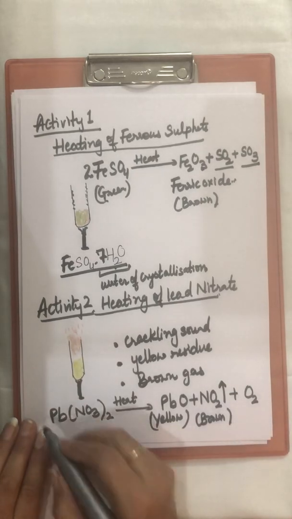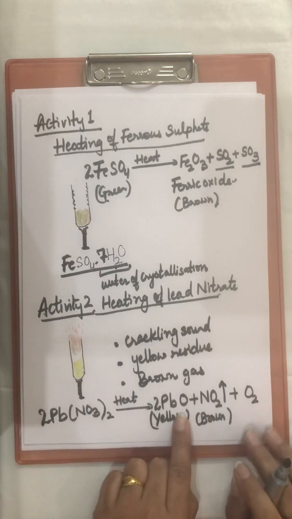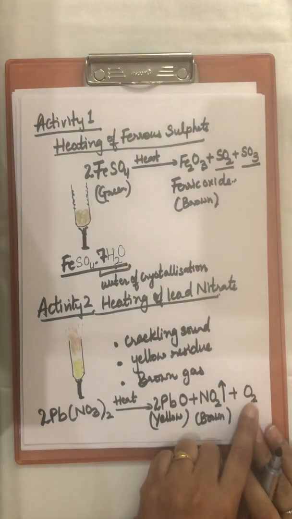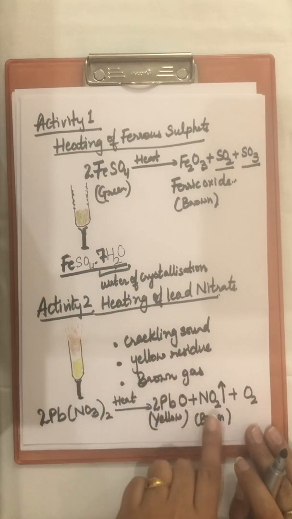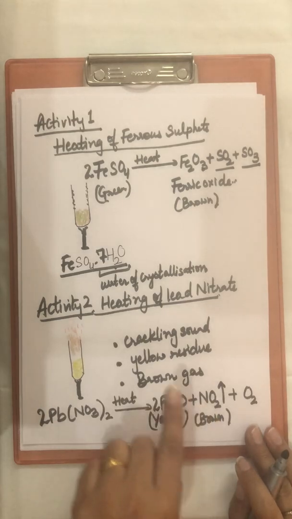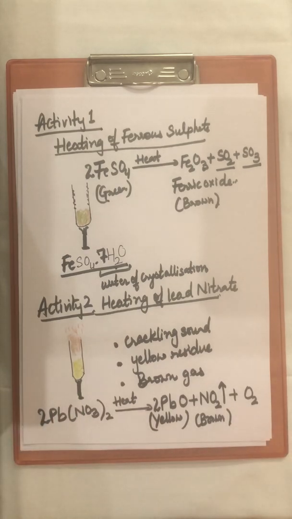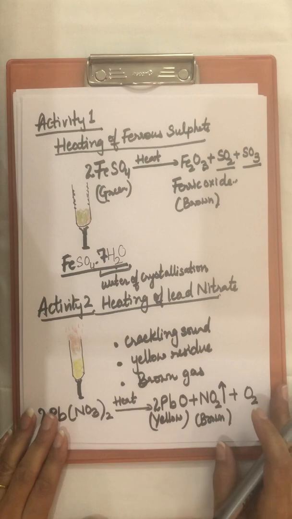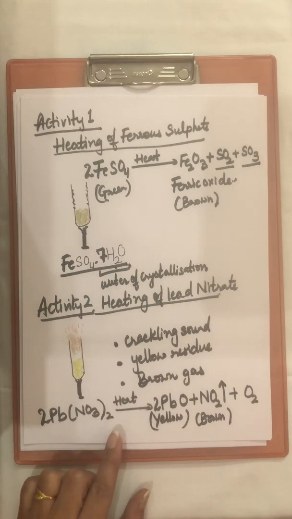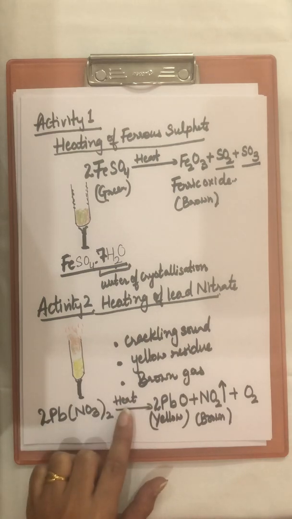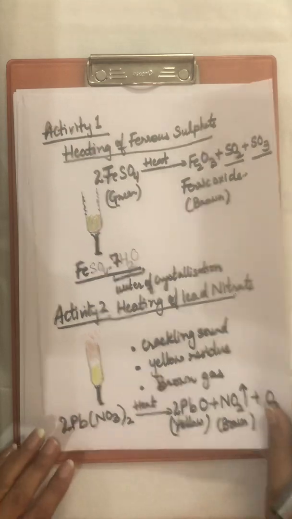So lead nitrate on heating decomposes to form lead oxide, nitrogen dioxide and oxygen. So yellow color is because of formation of lead oxide, brown gas is because of evolution of nitrogen dioxide gas, and crackling sound is indicating that the compound is decomposing, it is breaking, so there is a crackling sound when particles are separating out from each other. Now this is also an example of thermal decomposition since the compound decomposes on heating. So this is the second activity for thermal decomposition reaction.